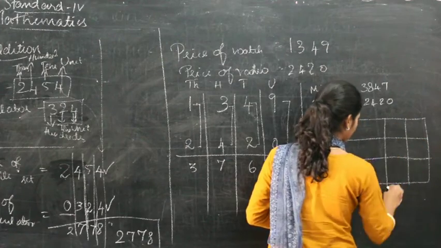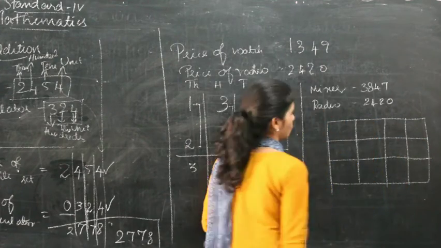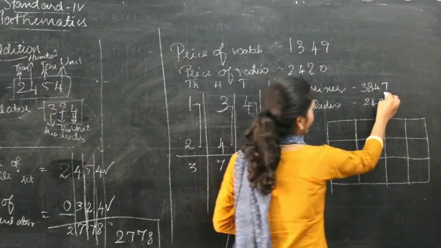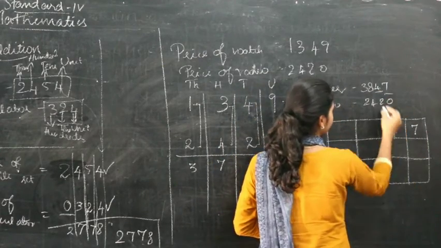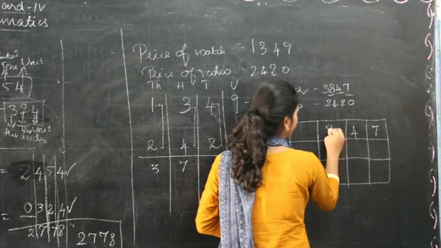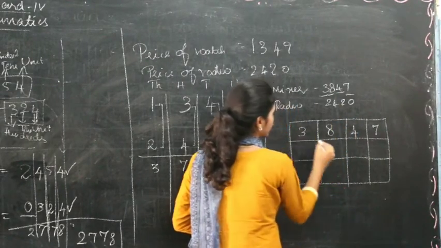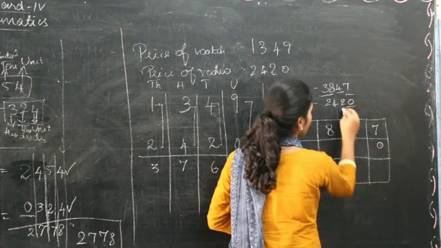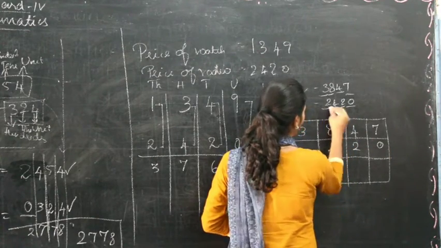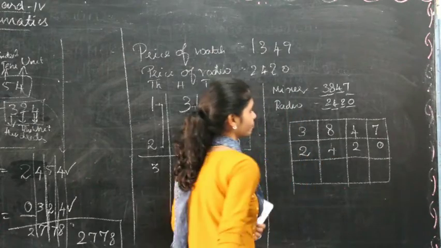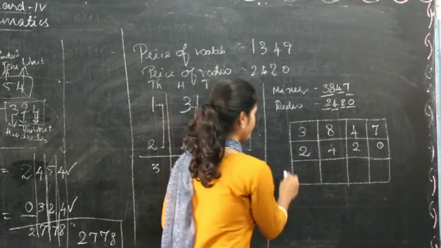1, 2, 3 and 4. So unit 7, tens 4, hundreds 8, thousands 3, unit 0, tens 2, hundreds 4, thousands 2. Now we are going to add them.